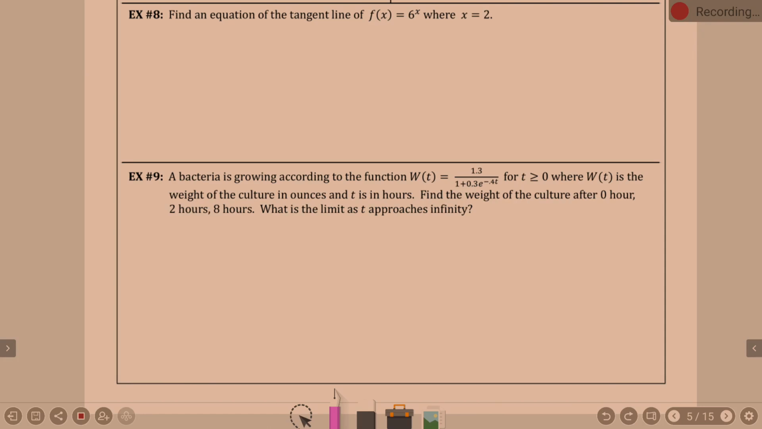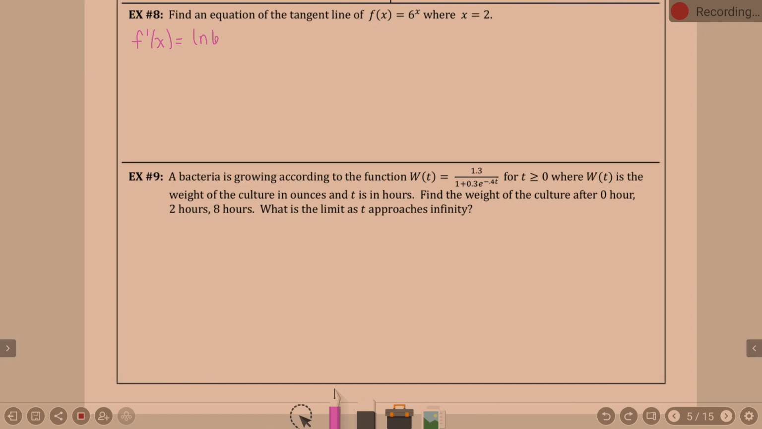Number 8. Find an equation of the tangent line of f of x equals 6 to the x, where x equals 2. You know how to do this part. What do you need to write an equation of the tangent line? Slope. You need a derivative, aka slope, and you need a point. So the derivative: f of x equals 6 to the x, so what's the derivative of 6 to the x? Natural log of 6 times 6 to the x.